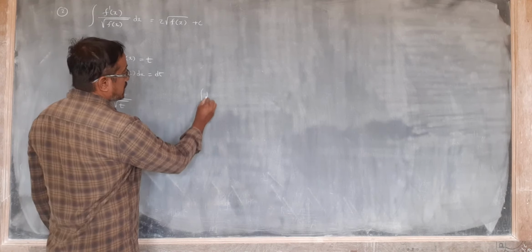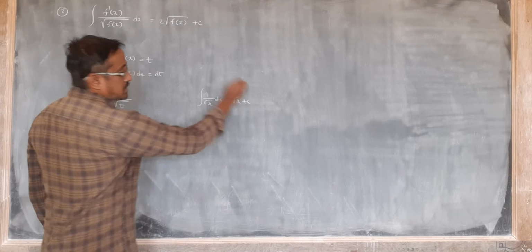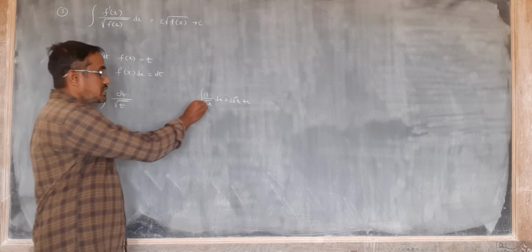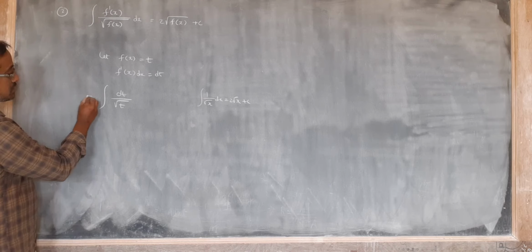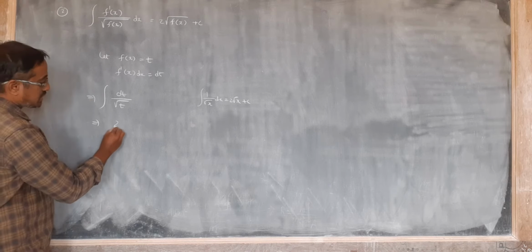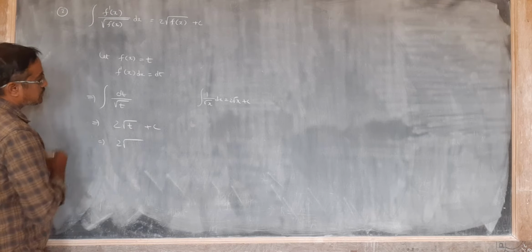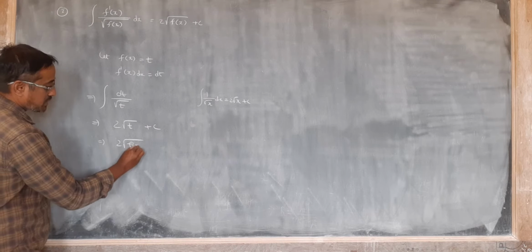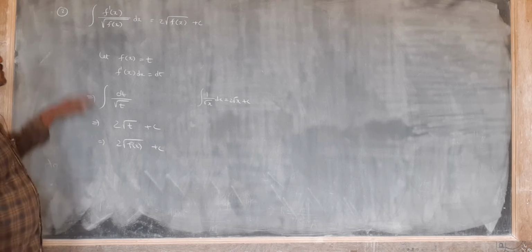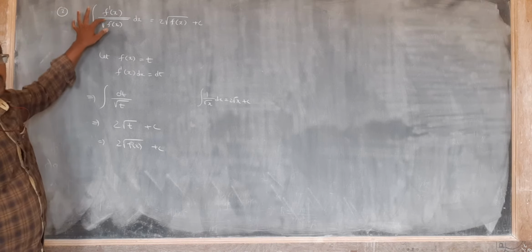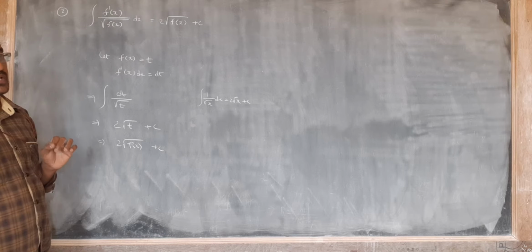You have the formula integral 1 by root x dx is 2 root x plus c, otherwise you can write it in the form x power minus 1 by 2 also. So you have integral dt by root t, that will be 2 root t plus c. So you will get 2 root f of x plus c, where t is f of x. That is the result. So if the given function is integral f dash x by root f of x dx, you need to write 2 root f of x plus c.